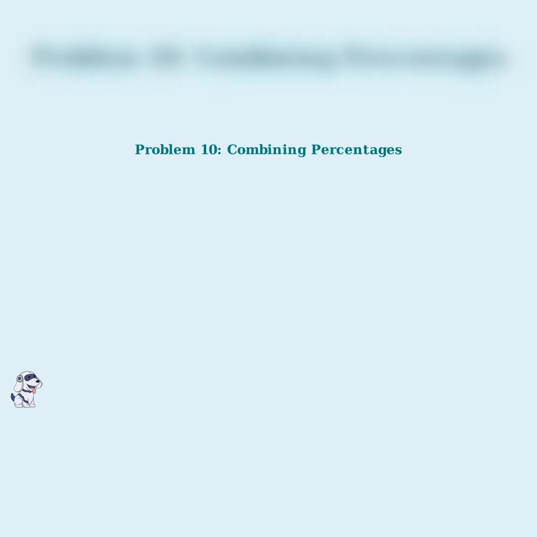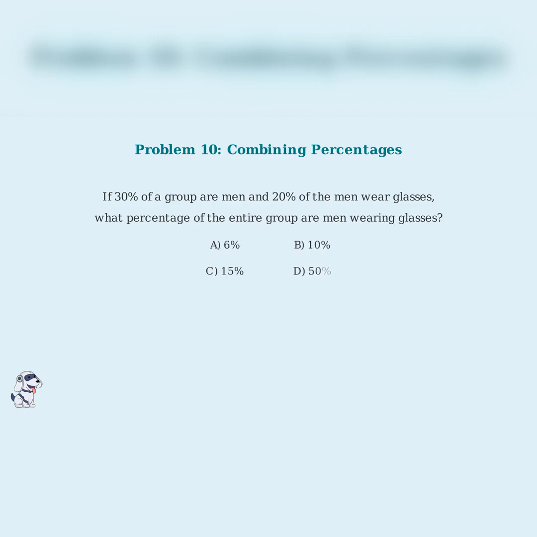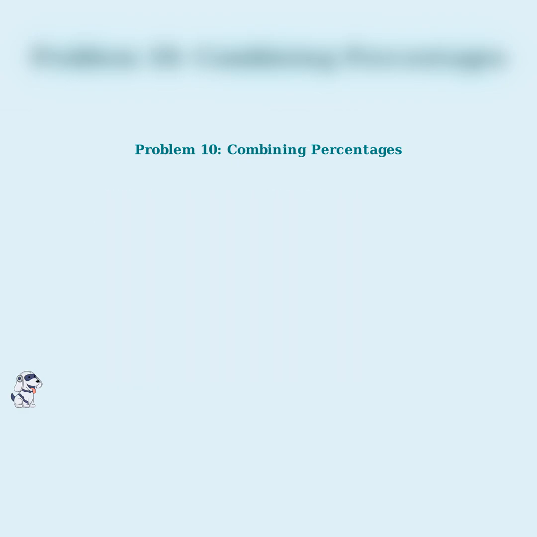Here's our 10th problem involving combining percentages. We need to find what percentage of the entire group are men wearing glasses, given that 30% of the group are men and 20% of those men wear glasses. This is a classic example of finding a percentage of a percentage. We need to calculate 20% of 30%.